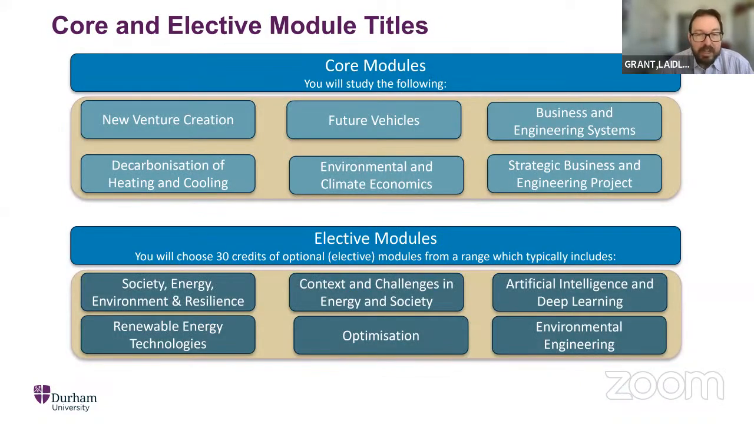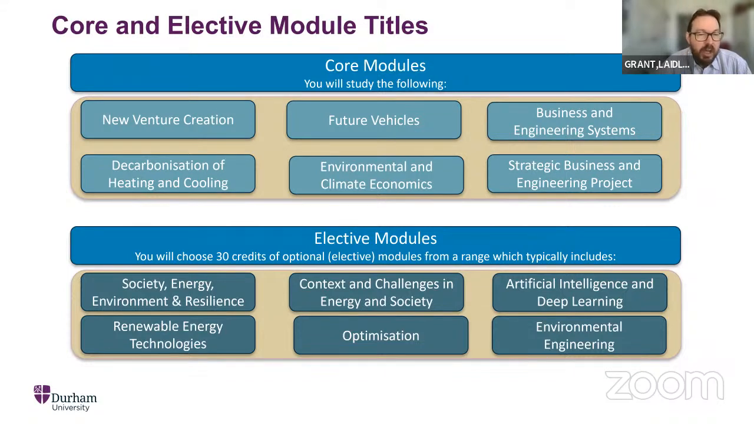A bit more detail about the core and elective modules. These are the technical topics that you will study when you come to Durham. We've got essentially 4 topics that you cover, 2 from business: new venture creation, and environmental and climate economics. New venture creation is exactly what it says on the tin. It's about how you create something new within an organization, which can be within a small business or a unit of a larger business. Environment and climate economics is all about how you finance and fund energy projects and the wider context of it.